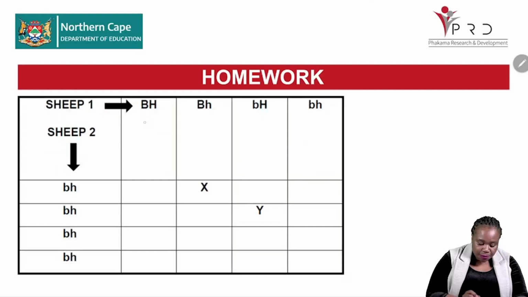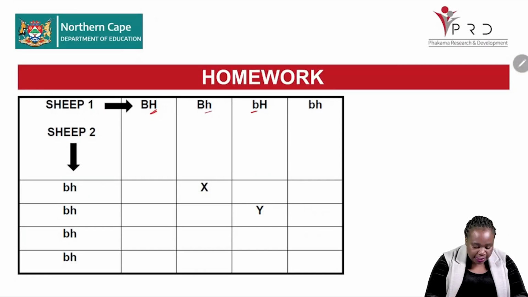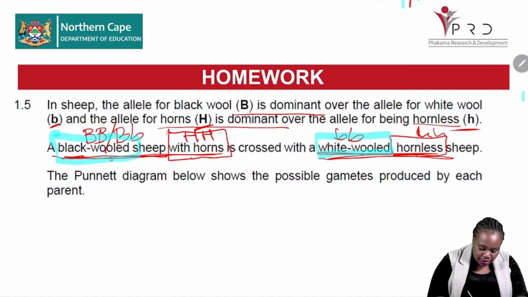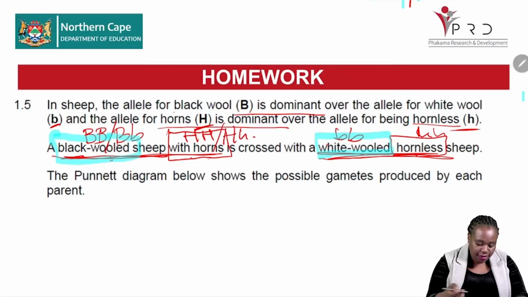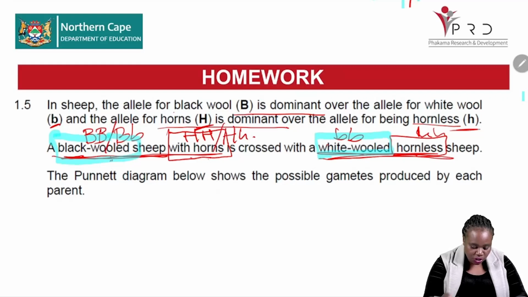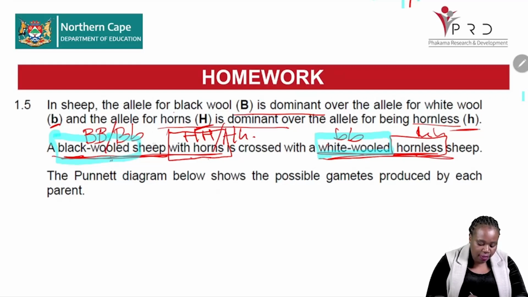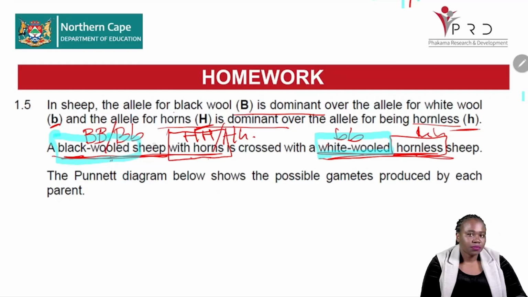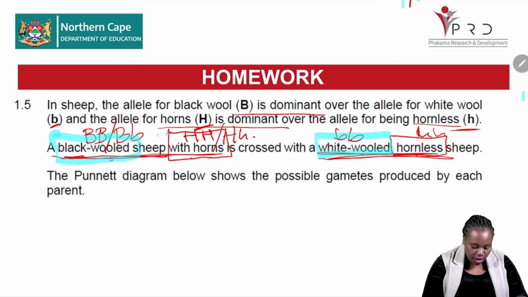Right? And we can see that here from this parent, we have capital letter B and small letter b, and we have capital letter H and small letter h, which then tells us that both these characteristics are heterozygous, meaning that the black wool is capital B small b and the horns is capital H small h. Remember, you're going to cross these with each other to get those gametes, right? And then there we have them here.